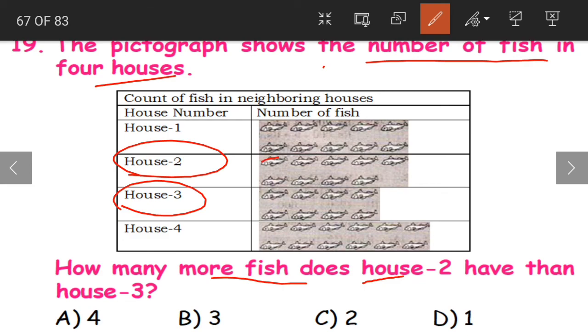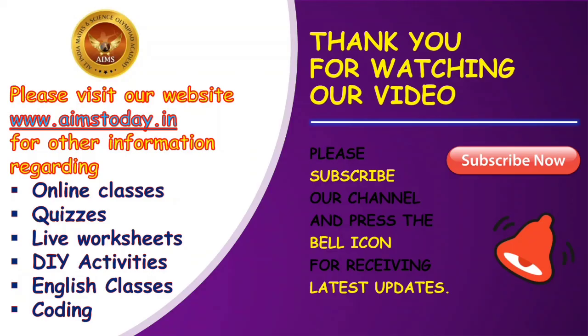In house 2 we have 9 fishes, and in house 3 we have 8 fishes. So what is the difference between the number of fishes here? 9 minus 8 is equal to 1. So house 2 has one more fish than house 3. So option D, 1, becomes our correct answer.